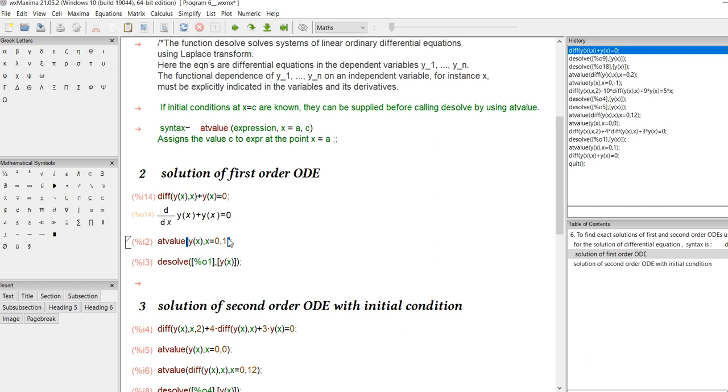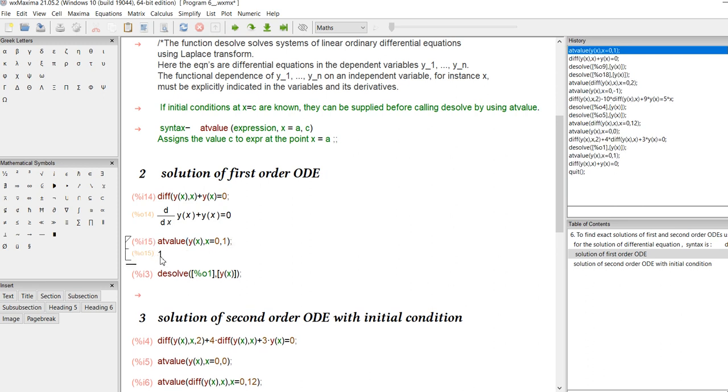So you will write this syntax here: atvalue, in brackets, your dependent variable y(x), comma, its value equal to 1. This 1 shows the value of y when x is equal to 0. So I am entering this. When I enter, it shows that you have entered the value of y as 1 when x is equal to 0. Now solve this differential equation.